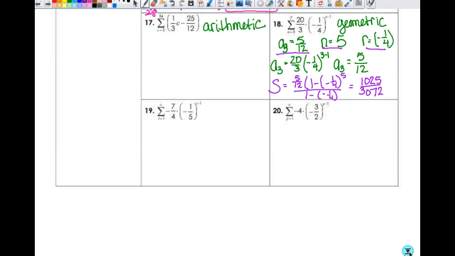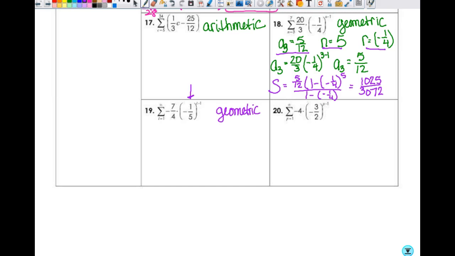Number 19, arithmetic or geometric? Geometric, right? All right, so look at what we want. We want the sum from 1 to infinity. So an infinite series has to be convergent. How do we tell if it's convergent or divergent? Right, well, that's what they mean, but how do you tell by looking if it's one? Good. Right here, the absolute value of this is 1/5. So it's less than 1. So is it convergent or divergent? Convergent. The absolute value has to be less than 1.